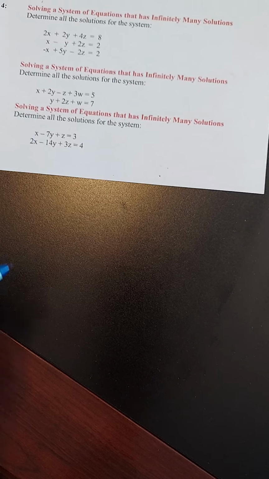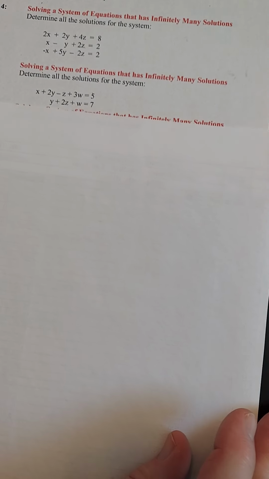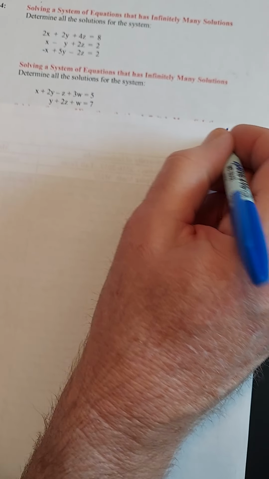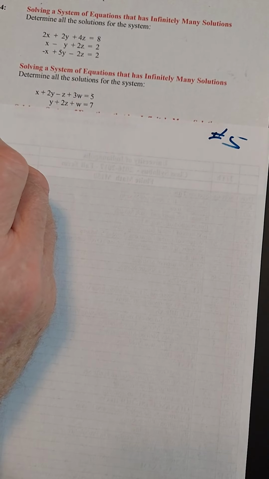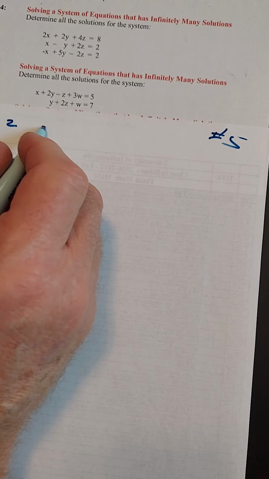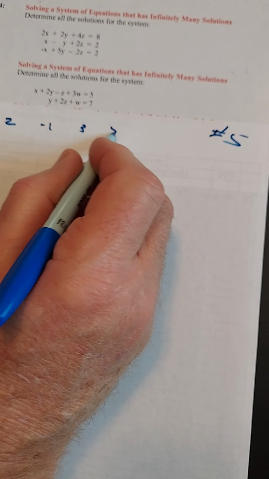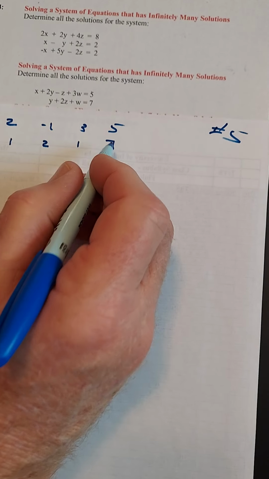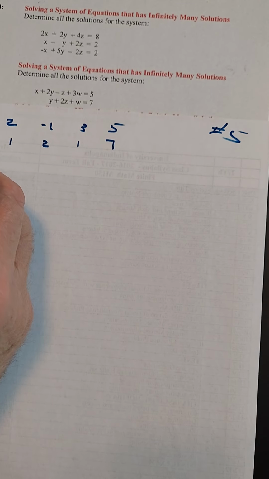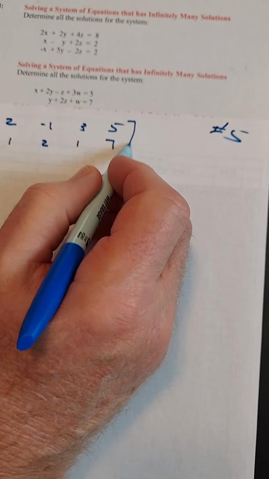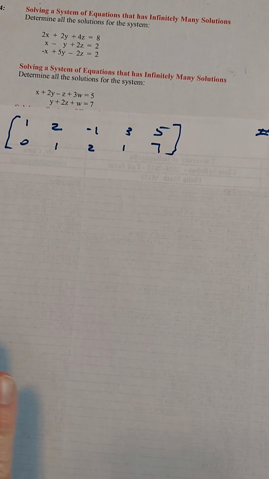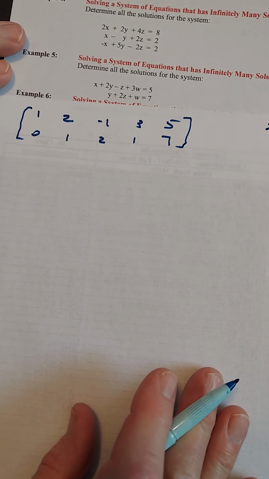Got two more examples. Okay, and both of these are going to end up being infinite. So here's number 5. So I'm going to go 1, 2, negative 1, 3, 5. Then I got 1, 2, 1, 7. This would be a 0 because I don't have any x's in that one. Now you can tell right away there's something wrong because I've only got 2 rows and I got 4 columns.